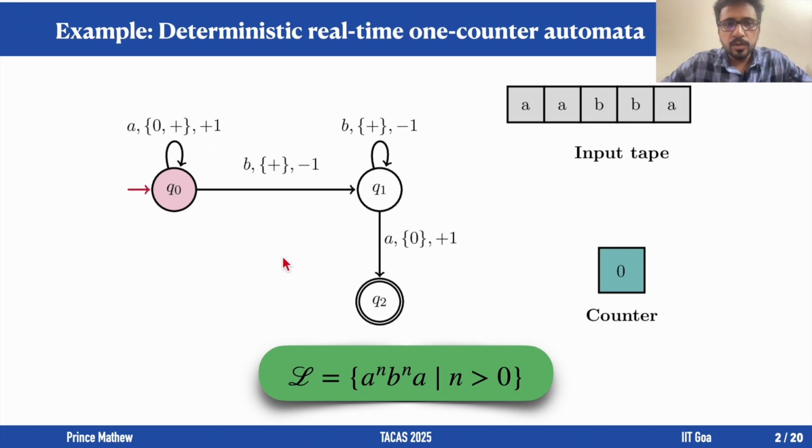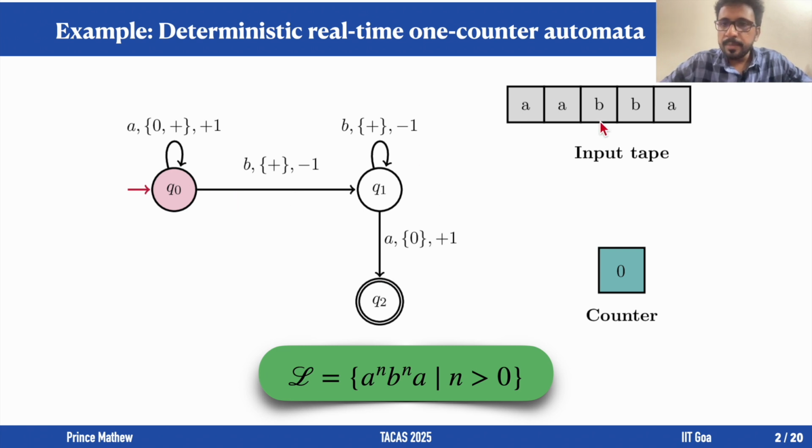If you look at this DROCA, you can see that on the initial set of a's, it increments the counter and stays in Q0. On seeing the first b, it goes from Q0 to Q1 and decrements the counter. On successive b's, it will stay in Q1 and decrement the counter. So if you have seen an equal number of a's and b's, then your counter value will become 0. And then on the last a, it can take this transition from Q1 to Q2 on an a that increments the counter, and that word is accepted. A word is said to be accepted if you can start from the initial state and reach a final state on reading that word.